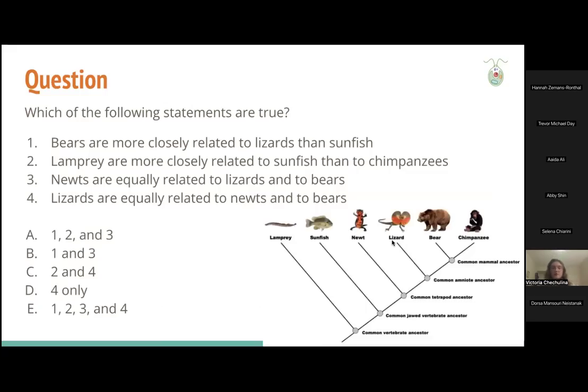Okay, so now let's do a practice question. Pause it, read it over, and I'll explain it to you now. So the correct answer here is B. Statements 1 and 3 are correct. So bears are more closely related to lizards than sunfish.